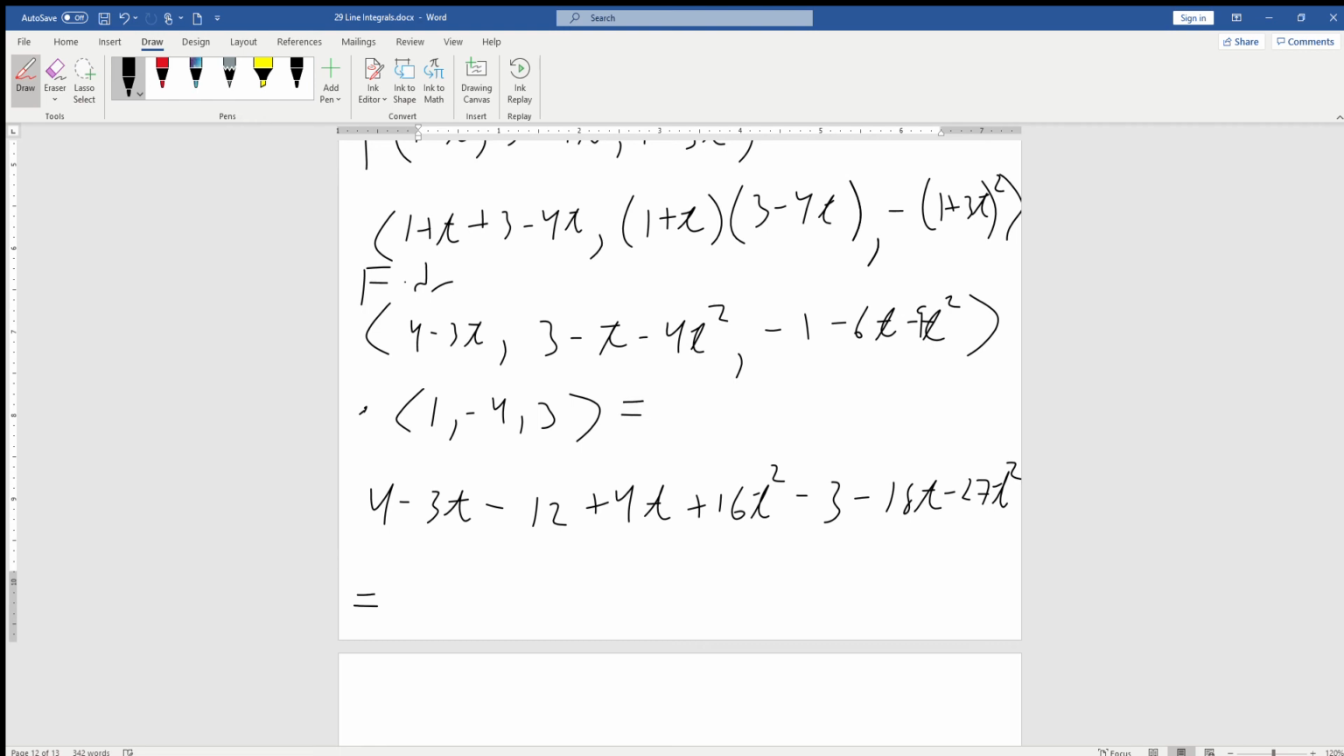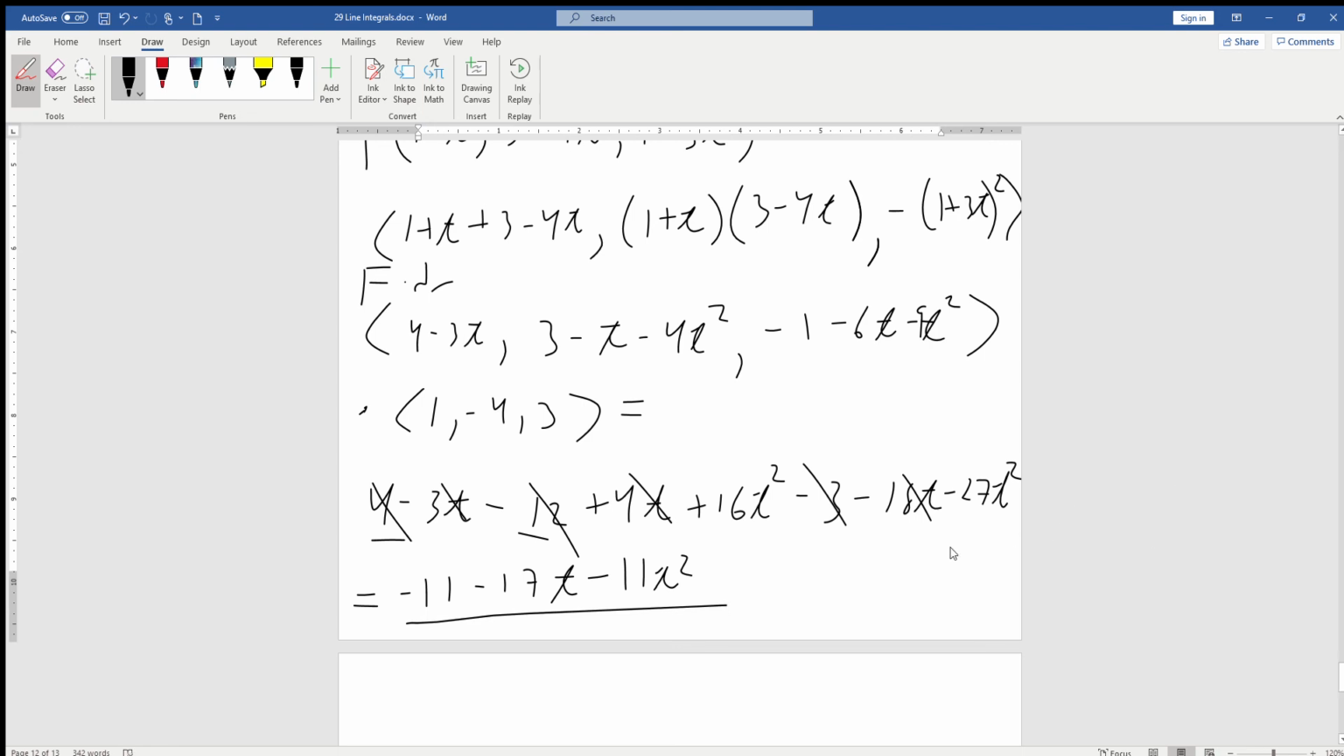So that's our dot. And then we're going to simplify all of that. We're going to combine our like terms. So we have a 4 and minus 12, which is negative 8. Negative 8 and negative 3 is negative 11. And then we have negative 3 and 4 is 1 minus 18. So that should be minus 17t. So that takes care of the t's. And then finally, 16 minus 27. That should be minus 11t squared. And that's our integrand that we're going to evaluate.